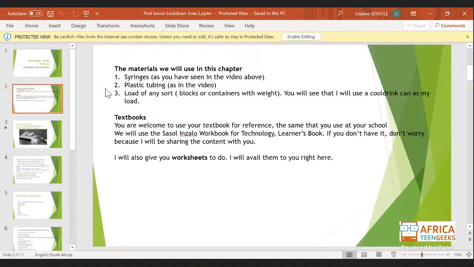Textbooks, the textbooks that I recommend. I'm by no means employed by any publisher, so I will recommend the textbook that the department owns, which is the Sasol Inzalo workbook for technology. I hope some of you learners do have these at school, and if you don't, any other textbook that you normally use at your school is acceptable. You can use that for reference. But for these lessons, I'll be taking a lot of my material from the Sasol Inzalo workbooks and from other sources that I will show you from the internet.